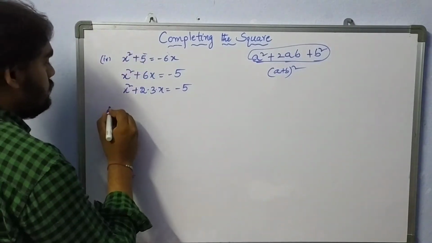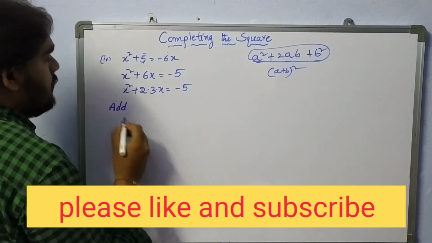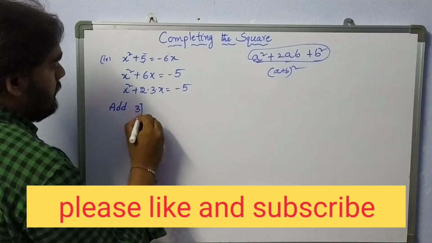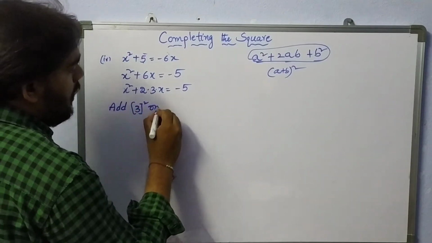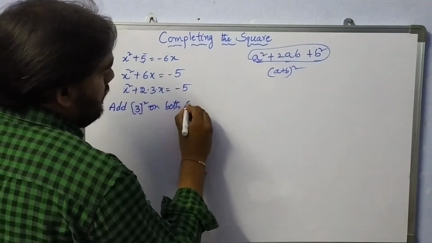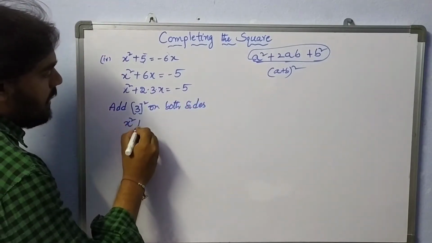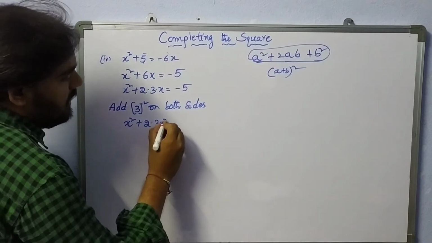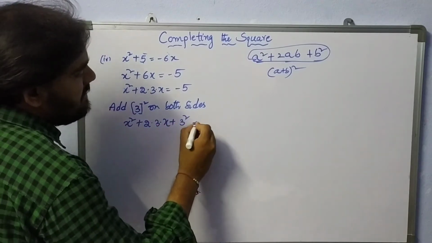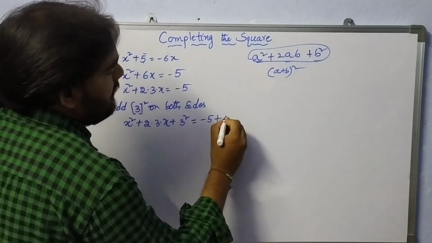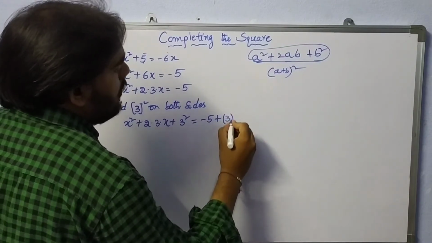Now add 3 square on both sides. So here we will get x square plus 2 into 3 into x plus 3 square is equal to minus 5 plus 3 whole square.